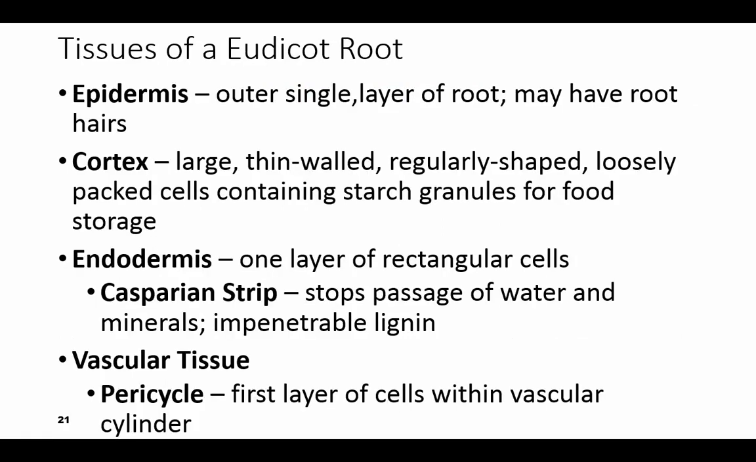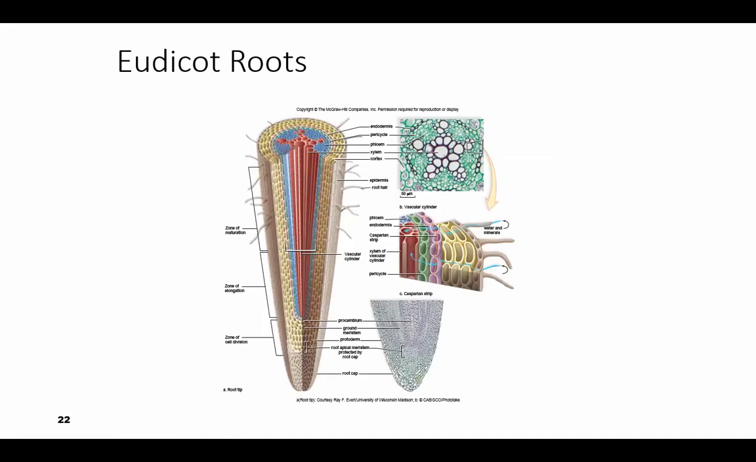Now, looking at the eudicot or the dicot root, it's kind of confusing, so bear with me. This is also in your textbook, but you see the gray over here in the figure on the left? That's the epidermis, and that's the outer single layer of the root. It can have root hairs. If we look here in this middle picture on the right, you see it's a single layer of cells, and you see the root hairs.